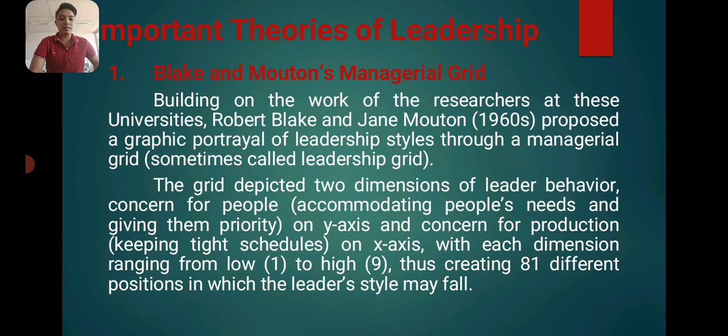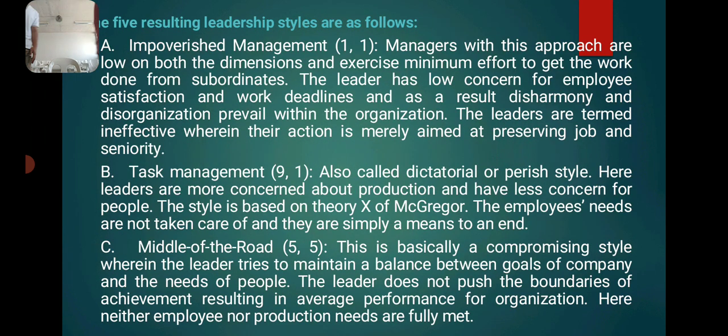The grid depicted two dimensions of leader behaviors: concern for people, accommodating people's needs and giving them priority, on the y-axis, and concern for production, keeping tight schedules, on the x-axis, with each dimension ranging from low 1 to high 9, thus creating 81 different positions in which the leader's style may fall. The 5 resulting leadership styles are as follows.